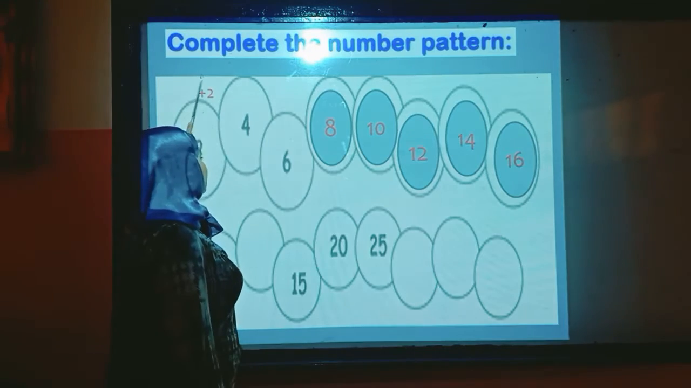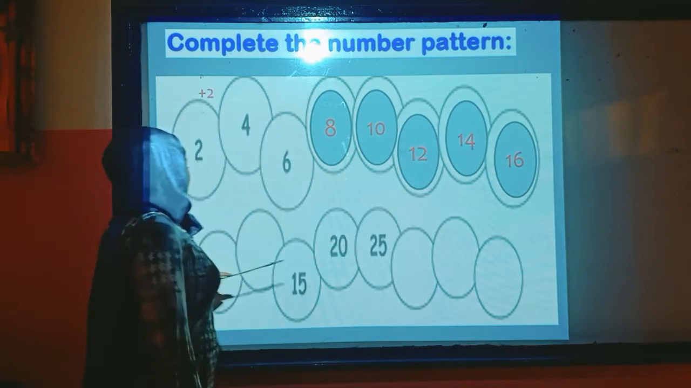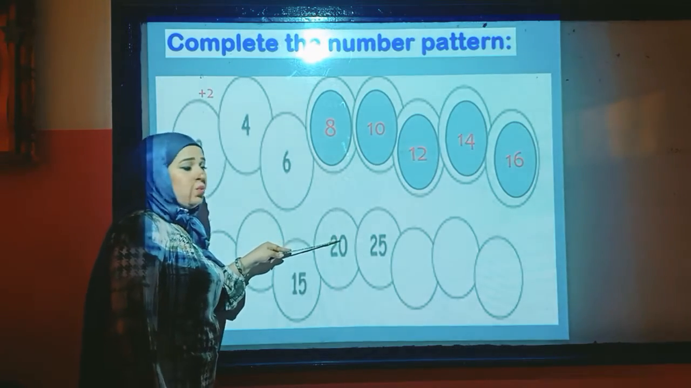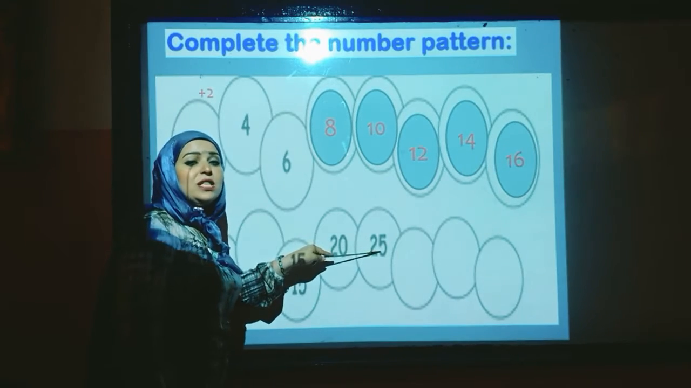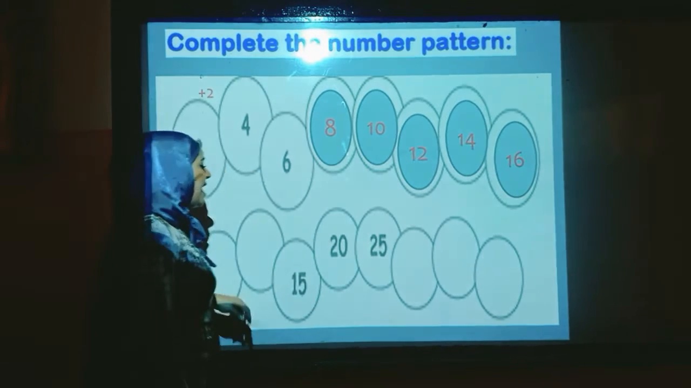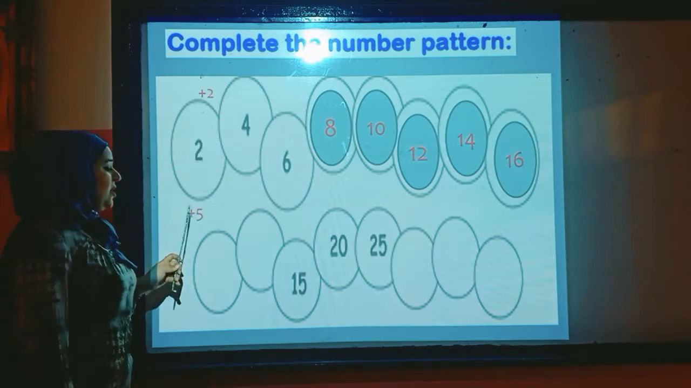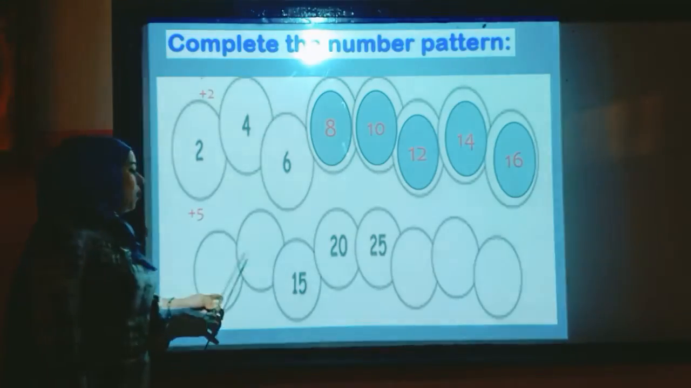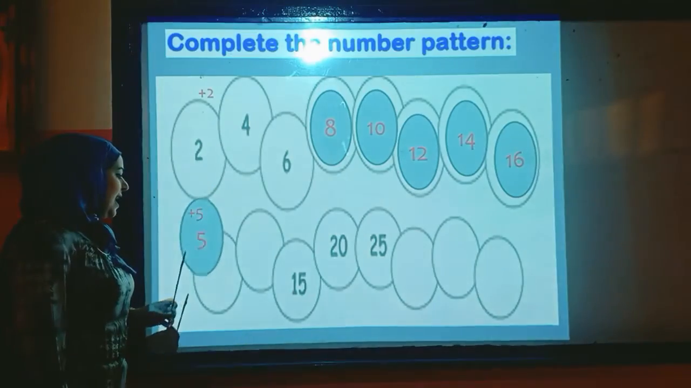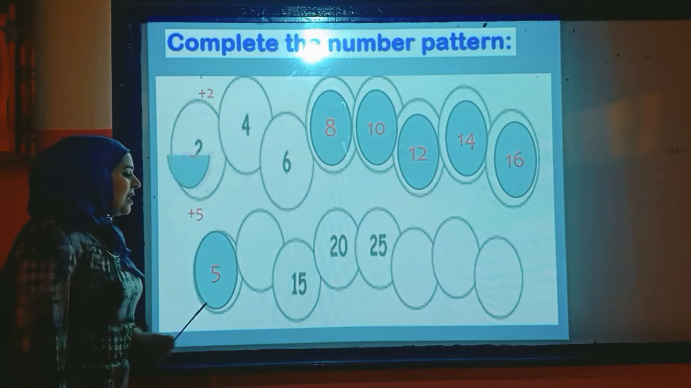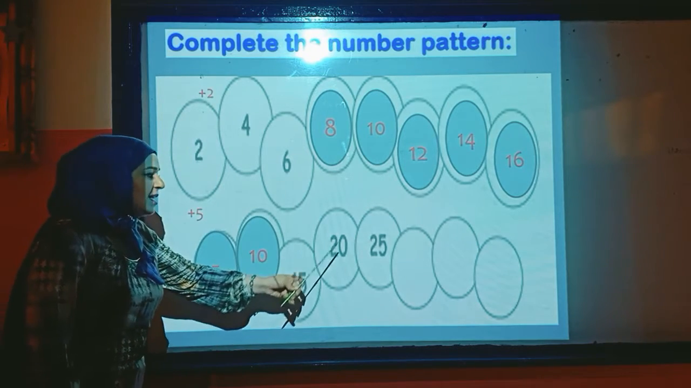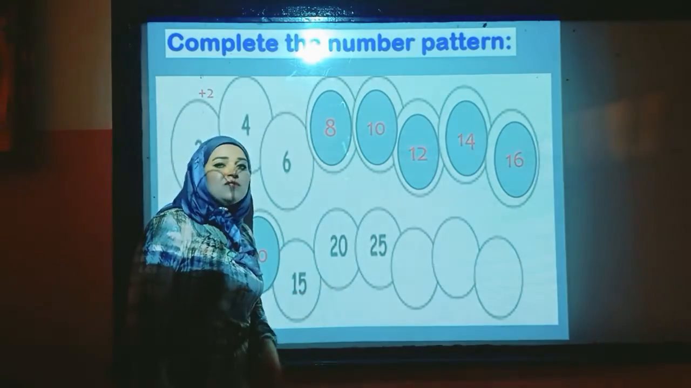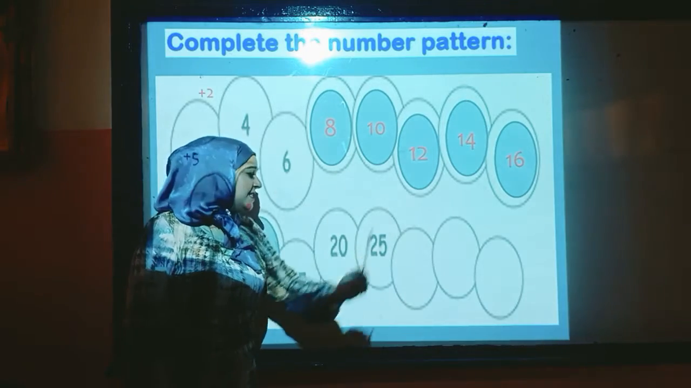So I do plus 2. And I have number 15, and after that number 20, and after that number 25. What is the rule? Yeah, I plus number 5. So what is before number 15? Number 10. And before number 10? Number 5. 5, 10, 15, 20, 25. We start by number 5. What is after 25? Yeah, excellent.